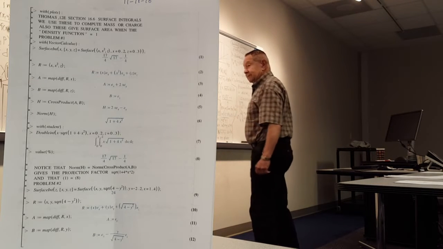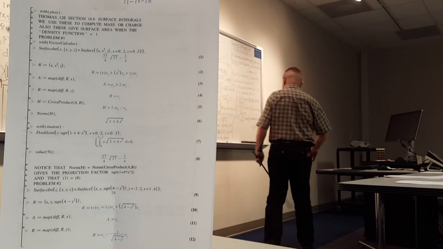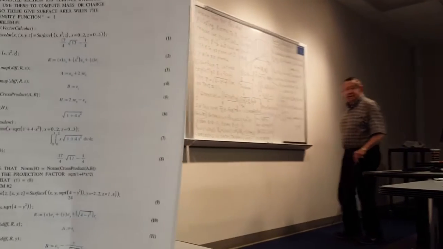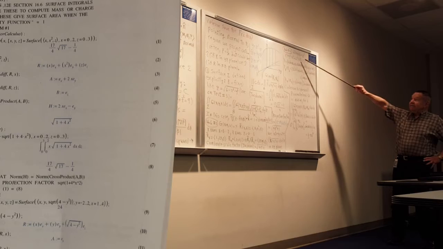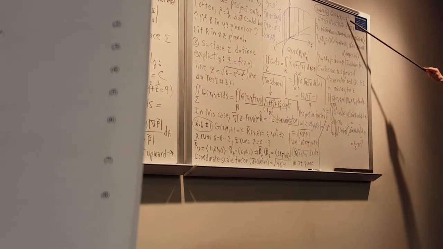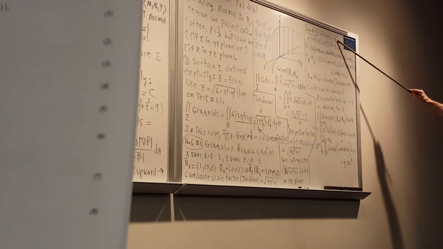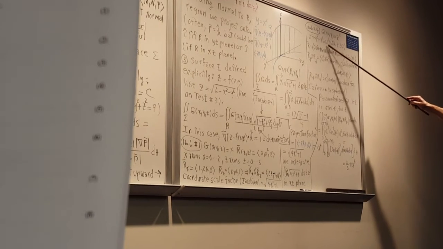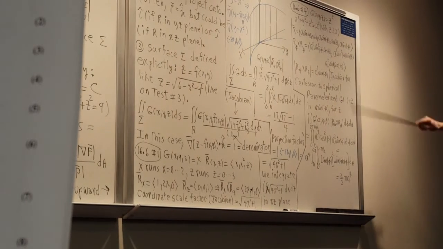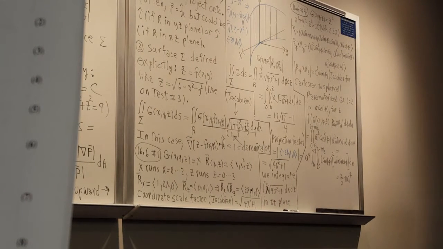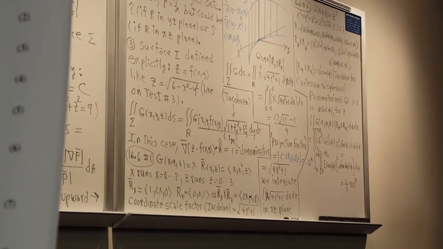So let's go to problem 4, and you see that our function is z squared, because it says so in the problem, and our surface is the sphere with z greater than or equal to 0, so it's the top half.